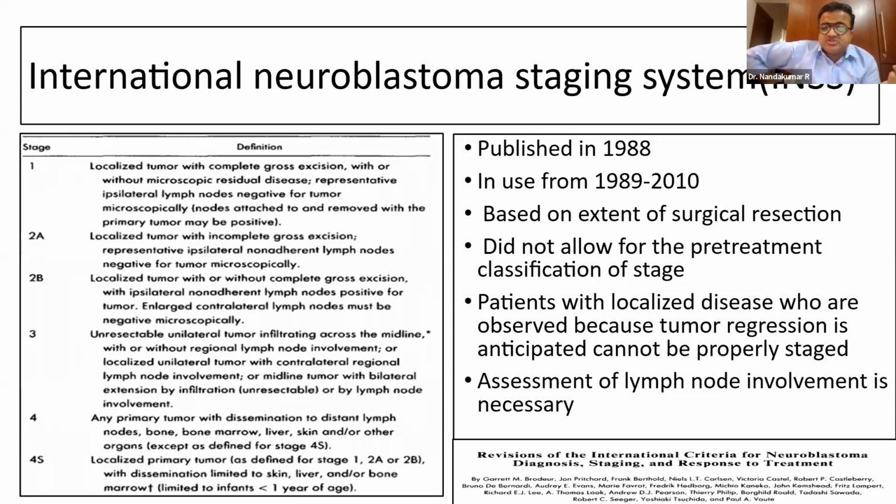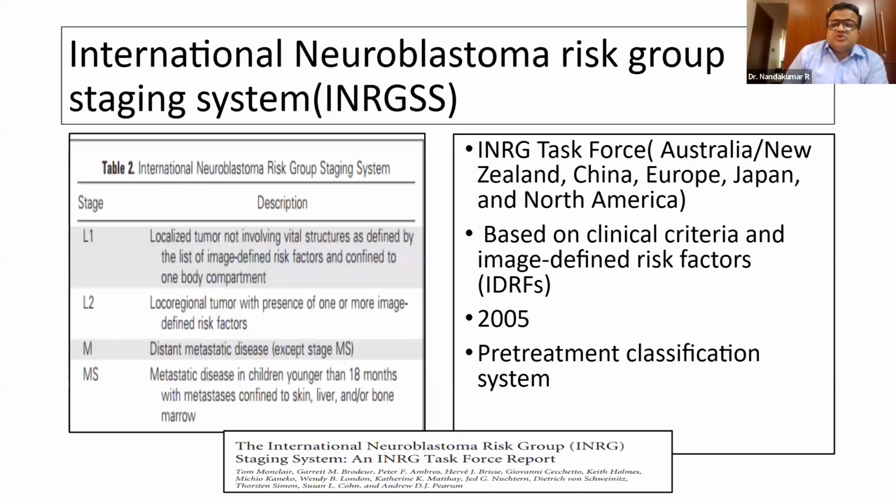Because when you have surgical expertise, then your chances of making a tumor stage 1 is very likely. Whereas if your surgical expertise is not very good, then the chance of upstaging a disease is very high. So to unify the systems of staging, we had a task force called the INRG, which is the International Neuroblastoma Risk Group Staging System, which was started in 2005.